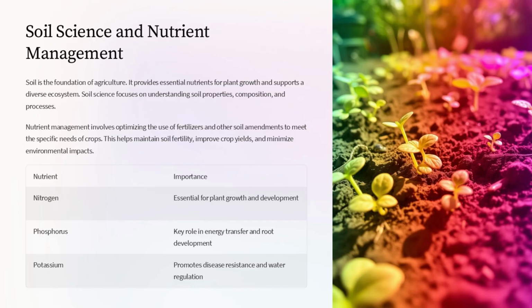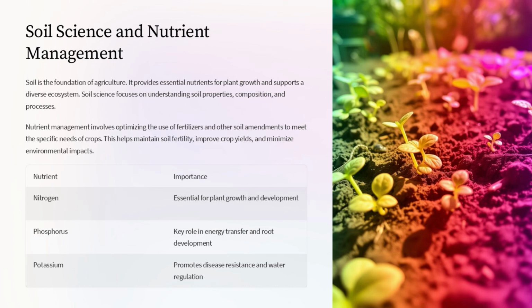Soil is the foundation of agriculture, providing essential nutrients for plant growth and supporting a diverse ecosystem. Soil science focuses on understanding soil properties, composition, and processes. Nutrient management involves optimizing the use of fertilizers and other soil amendments to meet the specific needs of crops. This helps maintain soil fertility, improve crop yields, and minimize environmental impacts.